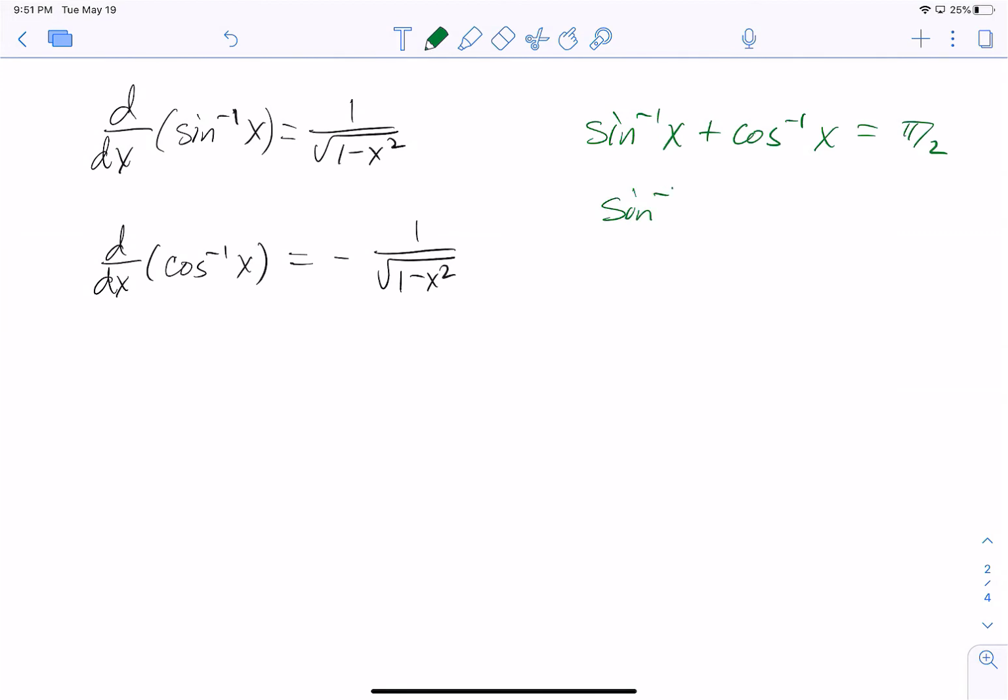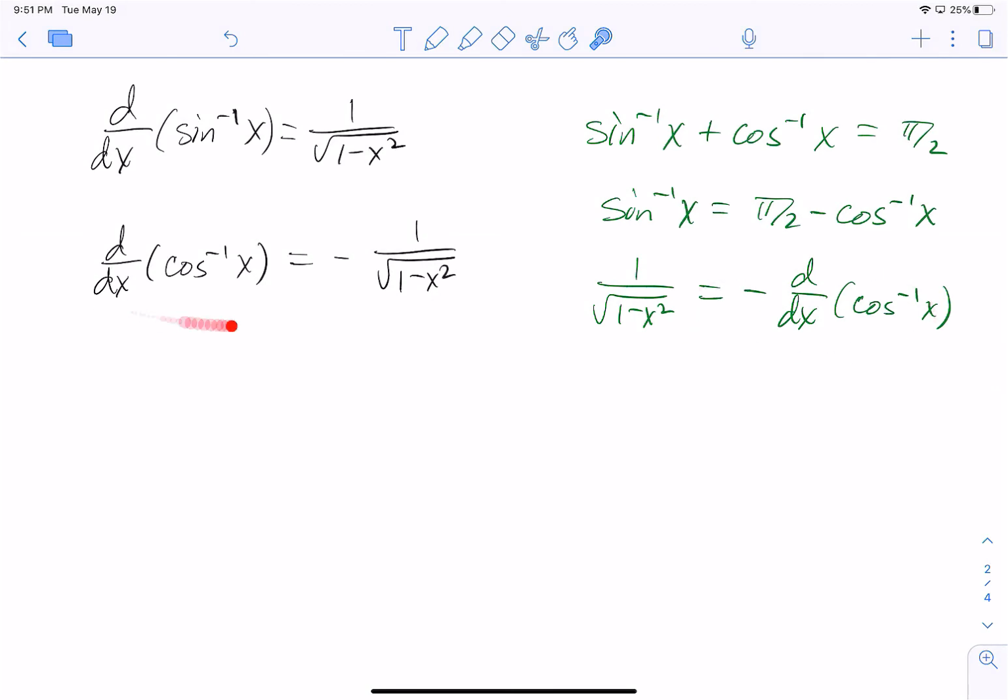So it follows that the inverse sine of x is equal to pi over 2 minus the inverse cosine of x. Now differentiating both sides gives me on the left-hand side 1 over the square root of 1 minus x squared. On the right-hand side, differentiating pi over 2 gives me 0. And differentiating the inverse, well, hey, I'll just write it as negative derivative with respect to x of the inverse cosine of x. And I hope that I've just convinced you that the second differentiation formula that we wrote, the one for the inverse cosine function, is true.